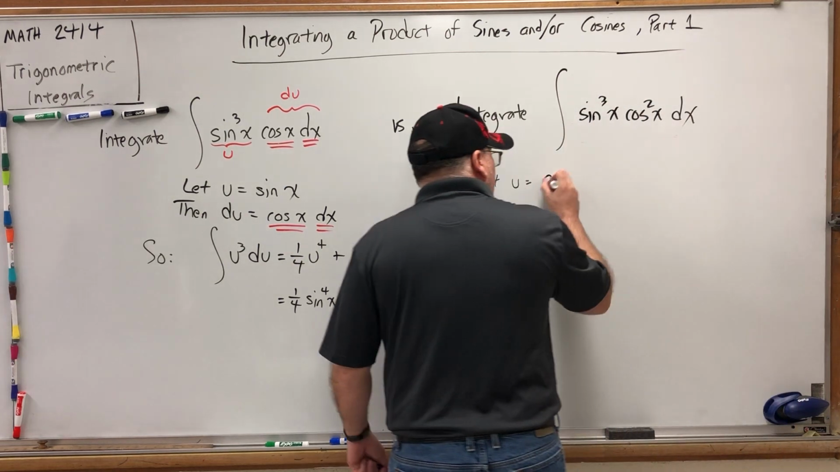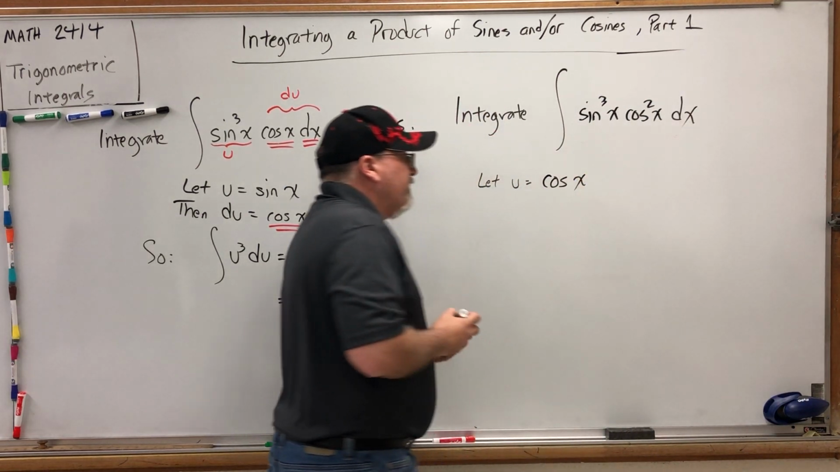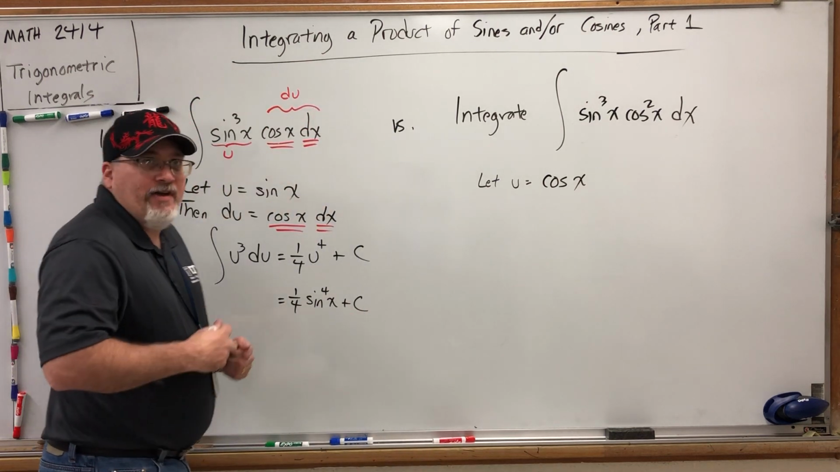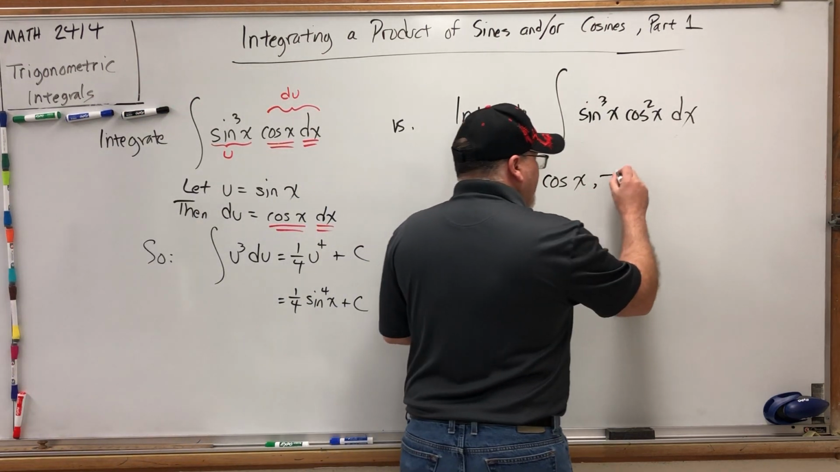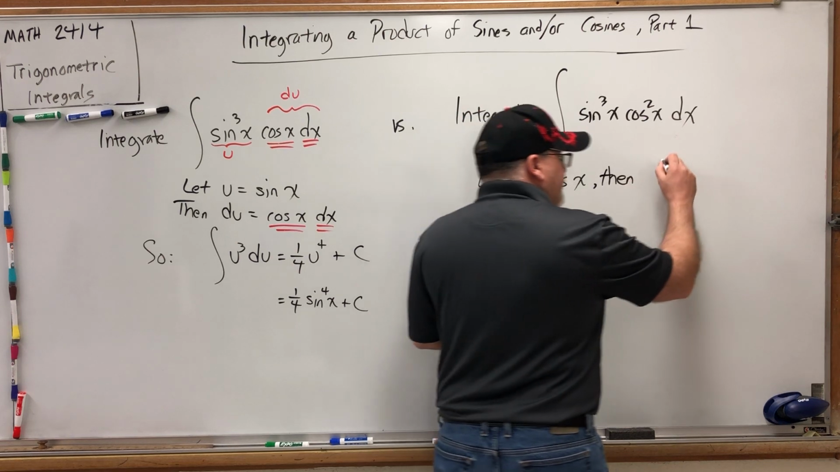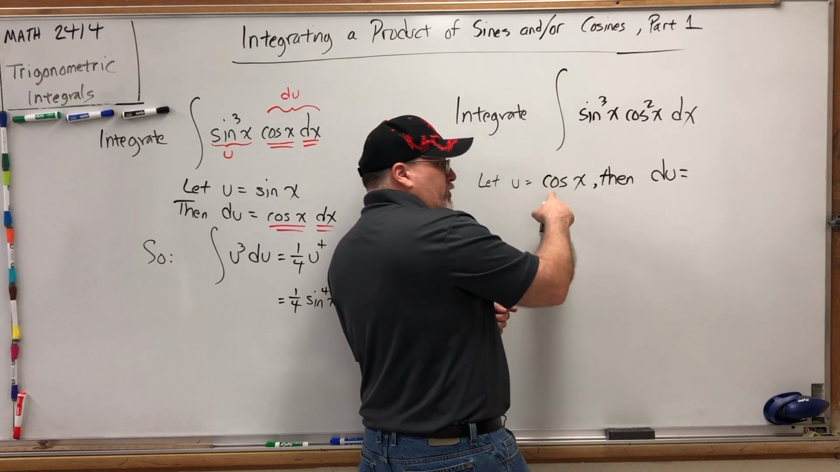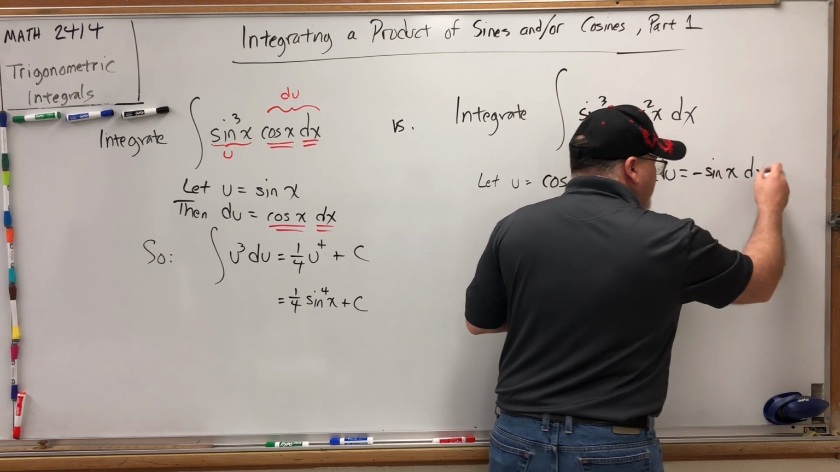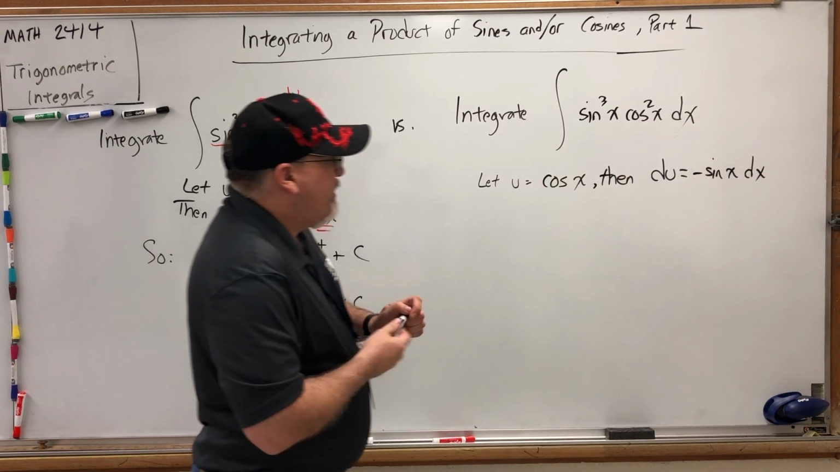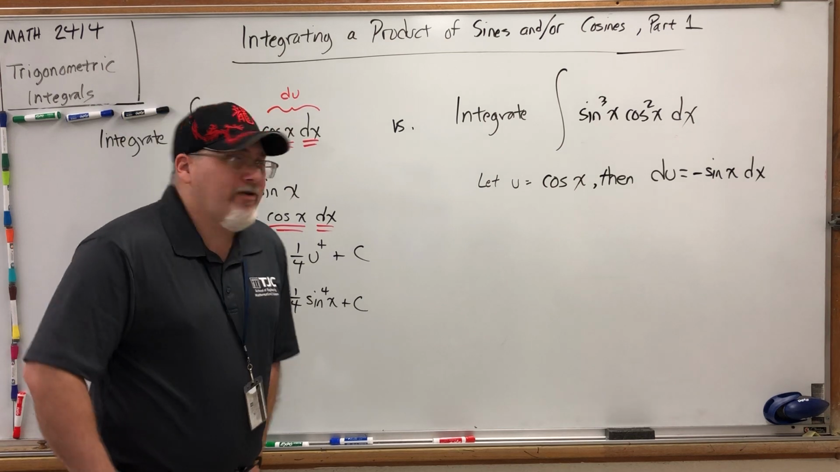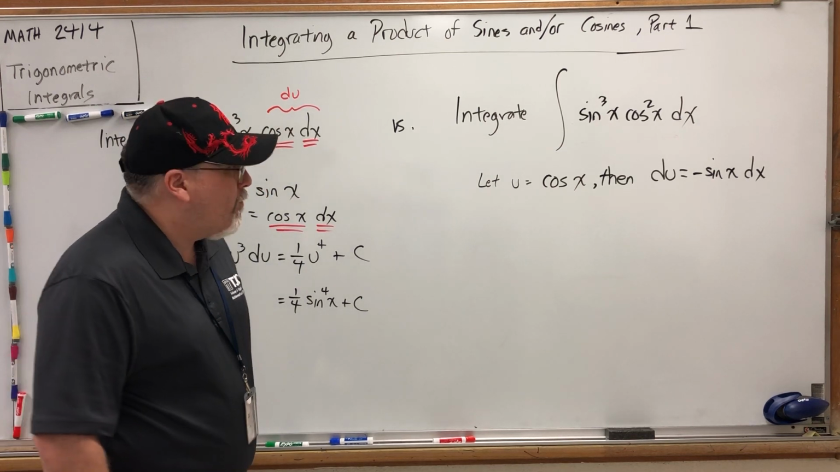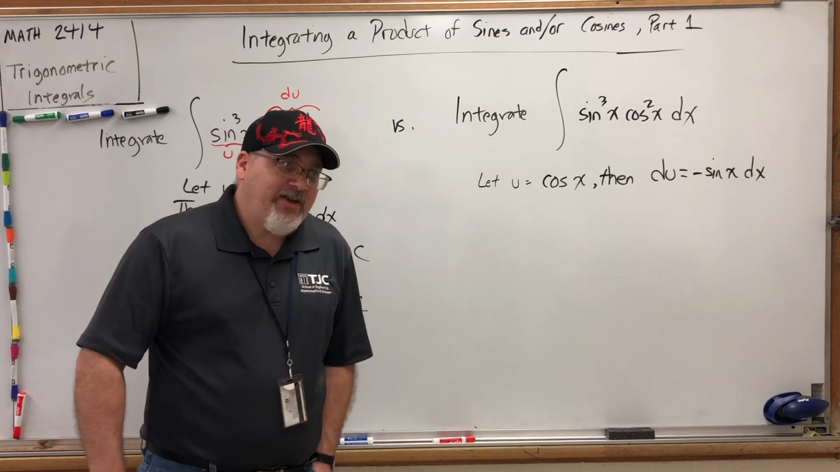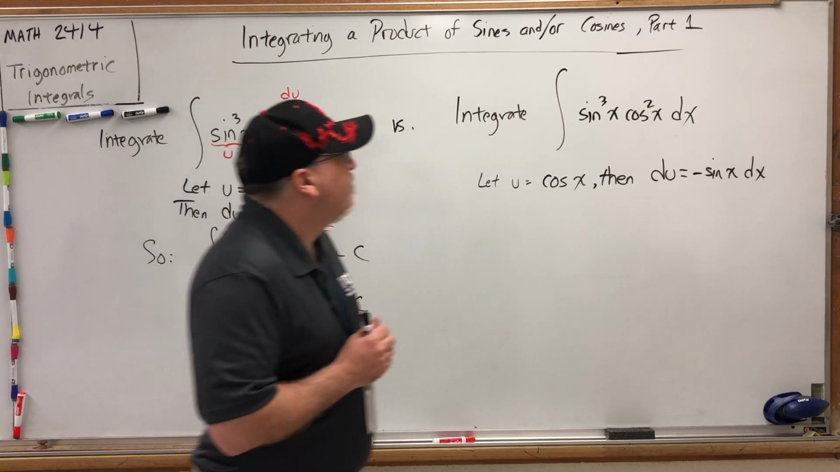Well, how about u equals cosine x? Well, let's try that and see what happens. Then du is equal to, the derivative of cosine is negative sine x dx. Okay, well, you might be thinking, but you're going to be right back in the same situation you were before. And you'd be partially right, except not quite, and you'll see why.